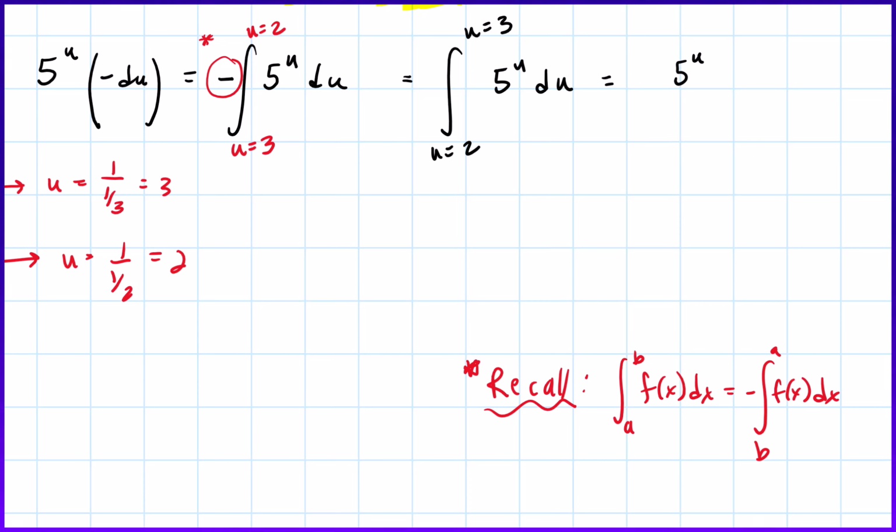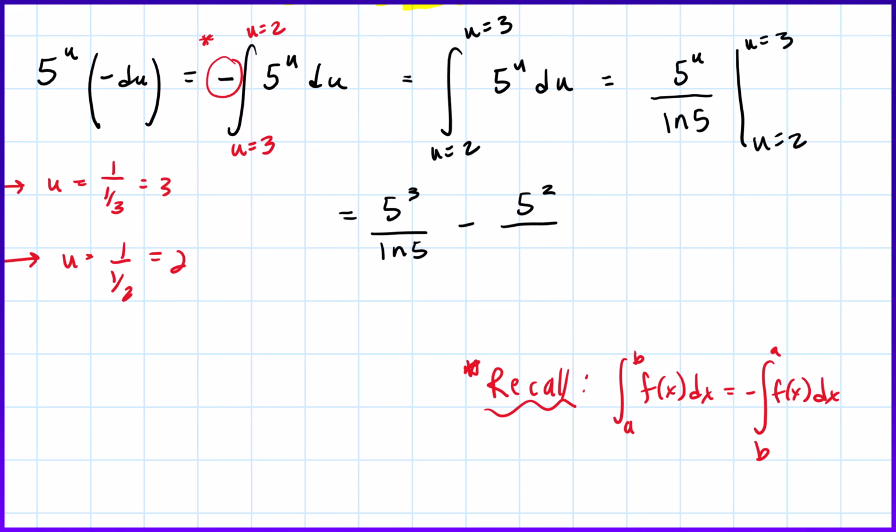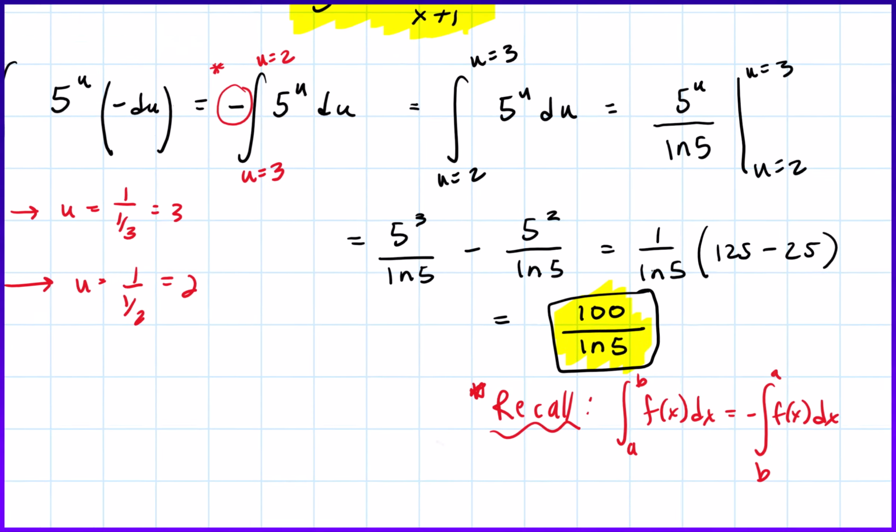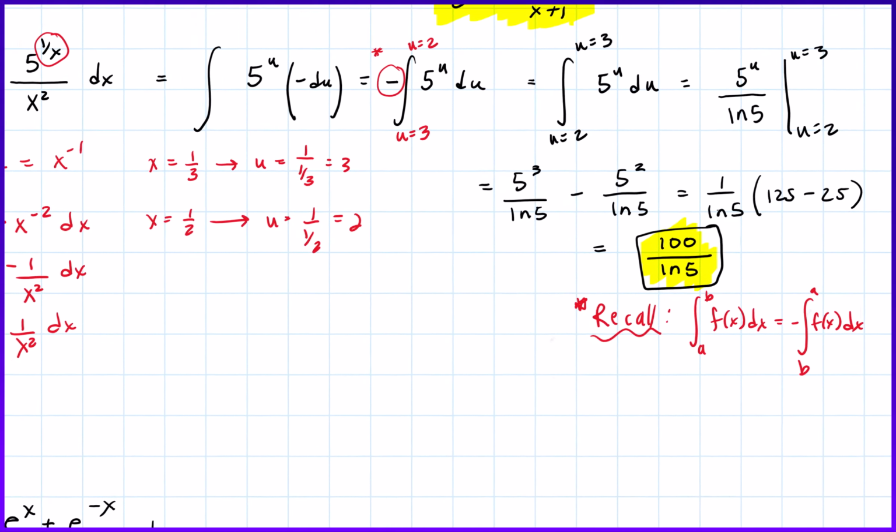So this becomes 5 to the u over the natural log of 5, with the bounds in a nicer order, evaluating from u equals 2 to u equals 3. And this is going to become 5 to the third over the natural log of 5 minus 5 to the second over the natural log of 5, which we could pull out that 1 over the natural log of 5. And that's 125 minus 25. And this answer becomes 100 over the natural log of 5. And there is our integral, and a little recall on an integration fact.